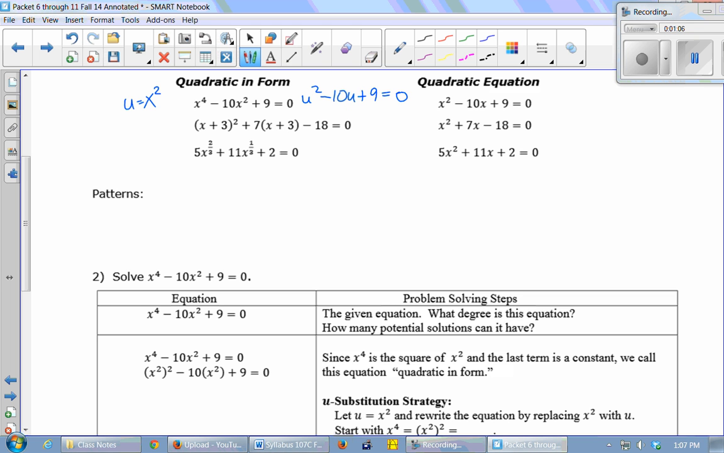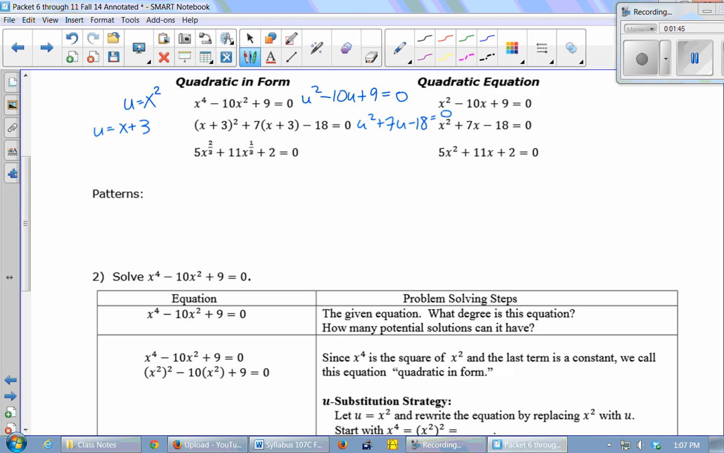Do you know how to solve that? Yeah, factor or quadratic formula, right? So if I wanted to make this second one look like a standard quadratic equation, what would I choose for u? X plus 3. Wherever I see an x plus 3, I'm going to put a u instead, and this is going to become u squared plus 7u minus 18 equals 0. Now it's just a plain old quadratic equation.